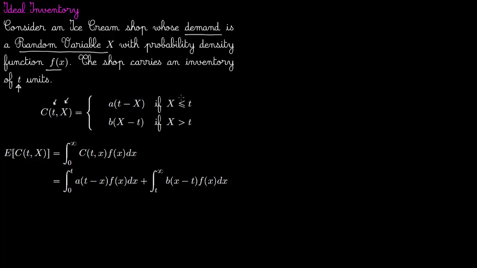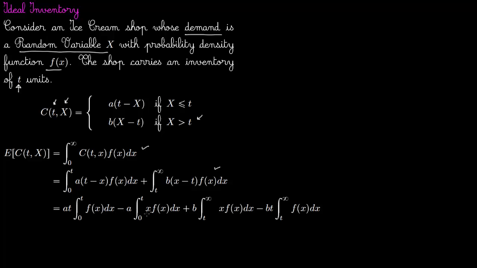We first put the first part, where the random variable x is less than or equal to t. So 0 to t, a times (t minus x) f of x dx, plus the second part, t to infinity, b times (x minus t) times f of x dx. We are just using the expectation formula. We copied it right here, split into two parts. Now we expand the first term. You have a t f of x dx minus a times the integral 0 to t of x f of x dx, and similarly for the second part you have b times the integral of x f of x dx minus b t times the integral t to infinity of f of x dx.